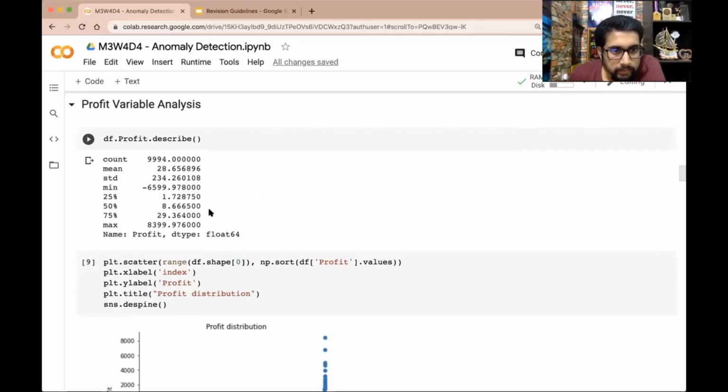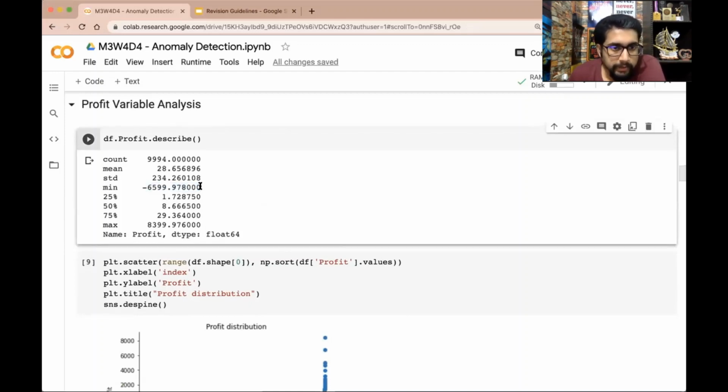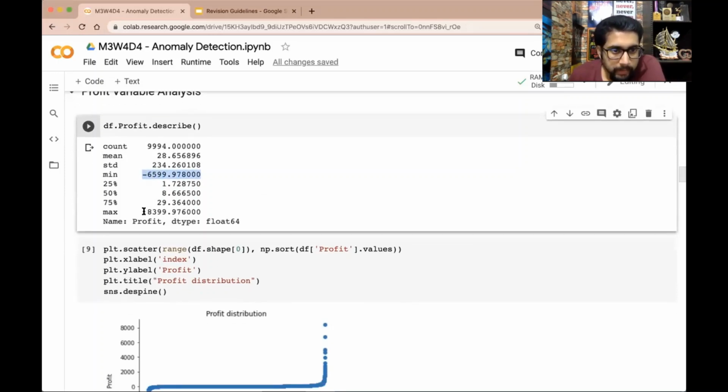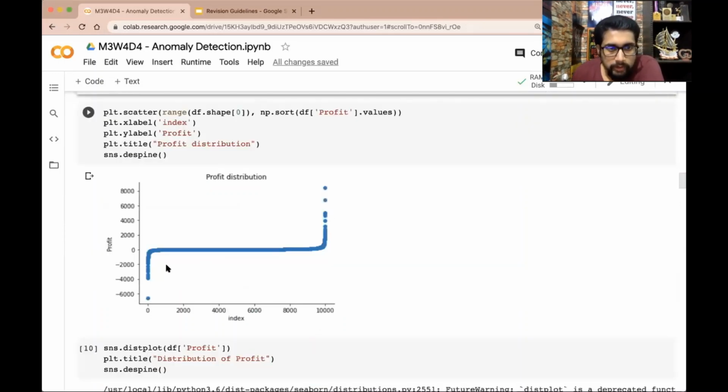Here we can see that the profit has a minimum value of minus 7,000, which seems like an outlier. The maximum value is also very deviant from the overall data distribution. If I plot it in a sorted manner, I can see that I have outliers on both sides. Probably these values are outliers, and here also probably these values are outliers. This is definitely an outlier with respect to this variable only. I'm not saying that in this data set this row will be an anomaly.